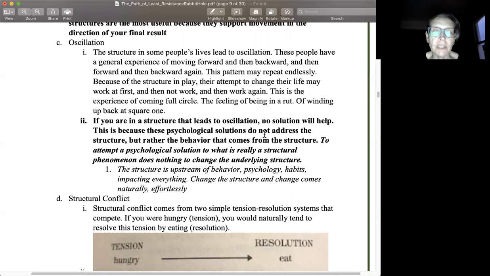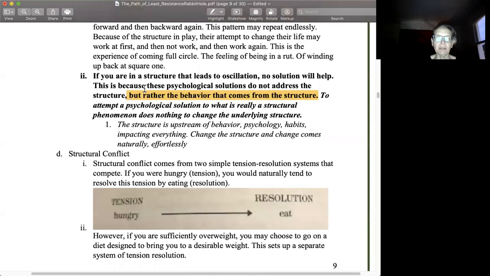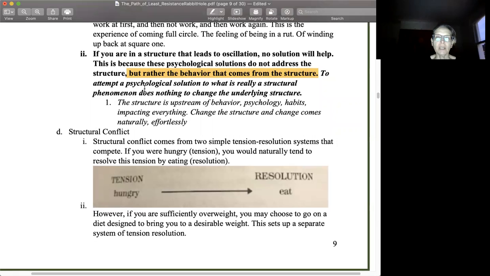If you are in a structure that leads to oscillation, no solution will help. This is because these psychological solutions do not address the structure, but rather the behavior that comes from the structure. To attempt a psychological solution to what is really a structural phenomenon does nothing to change the underlying structure. The structure is upstream of behavior, psychology, habits, impacting everything. Change the structure and change comes naturally, effortlessly.